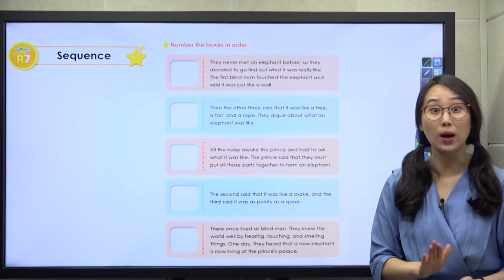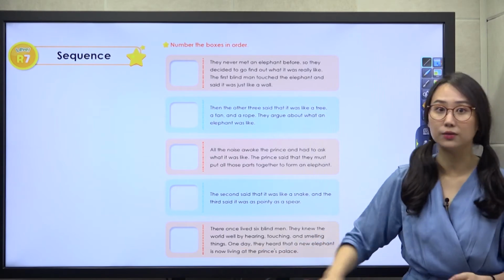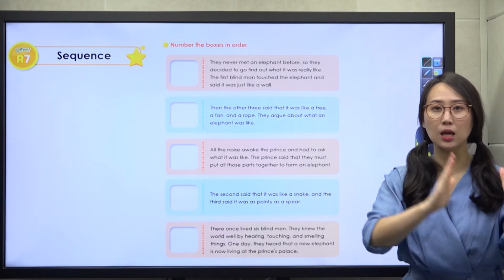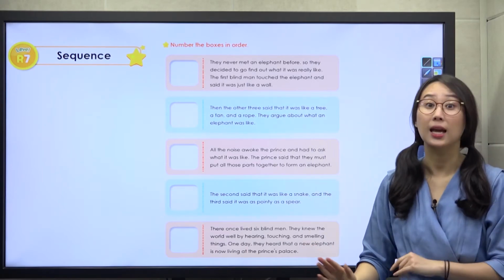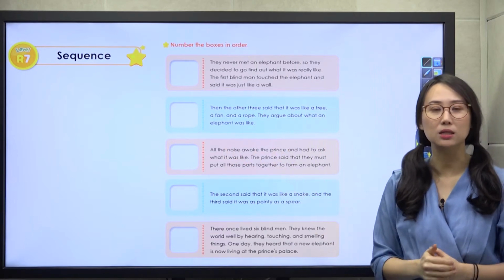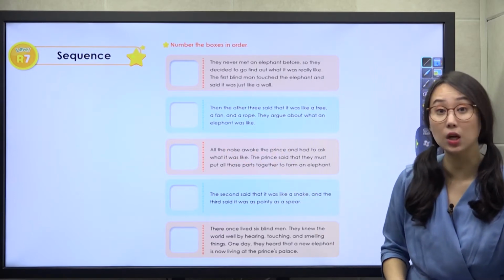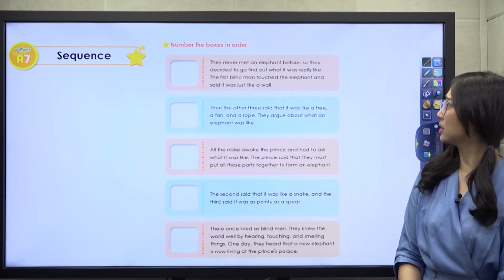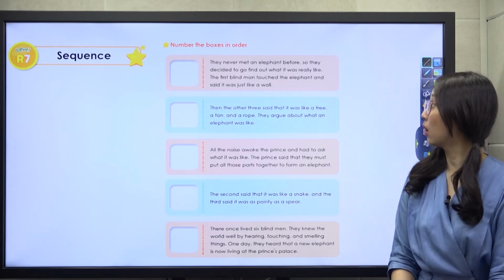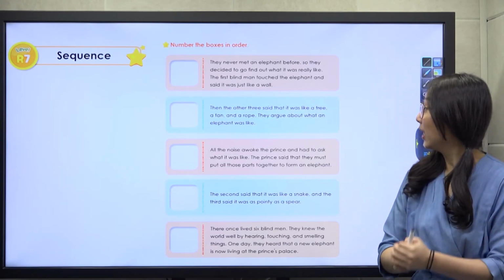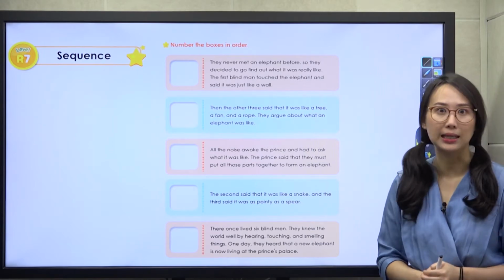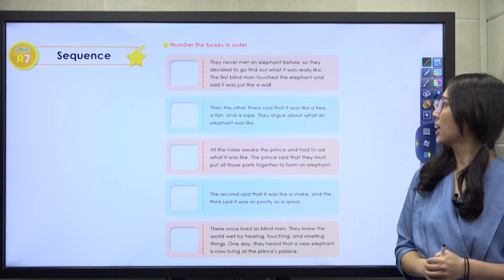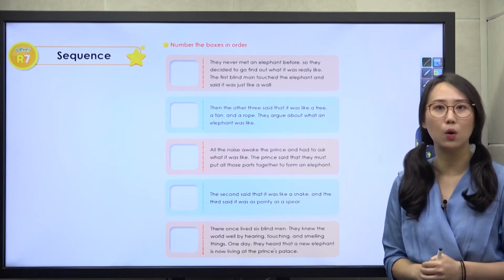Okay, so let's go ahead and read all of it and then think about it, if it's in the beginning, middle, or end. And then we can go ahead and write the numbers. All right, let's start first with the first box. It says, they never met an elephant before, so they decided to go find out what it was really like. The first blind man touched the elephant and said it was just like a wall.